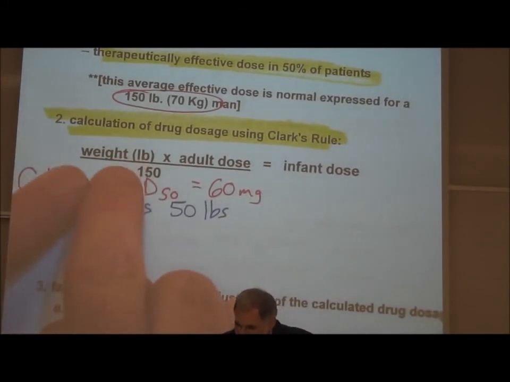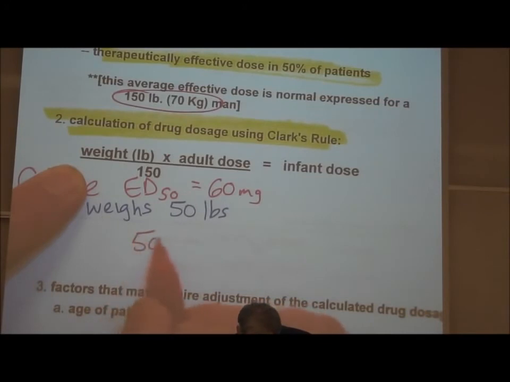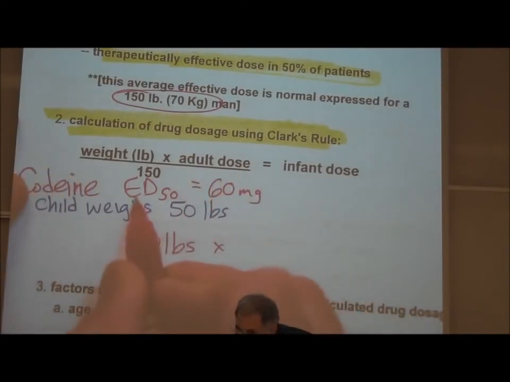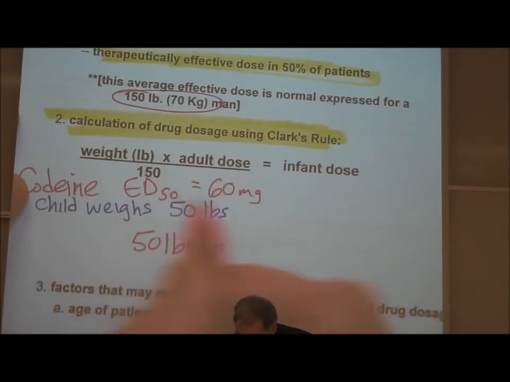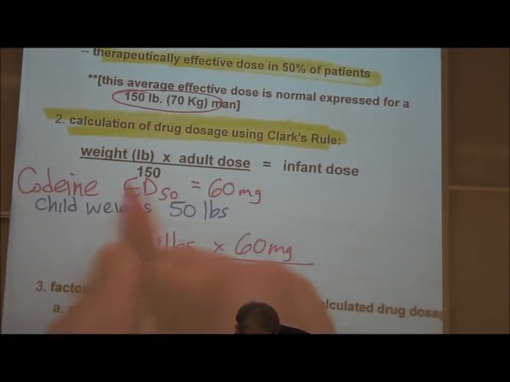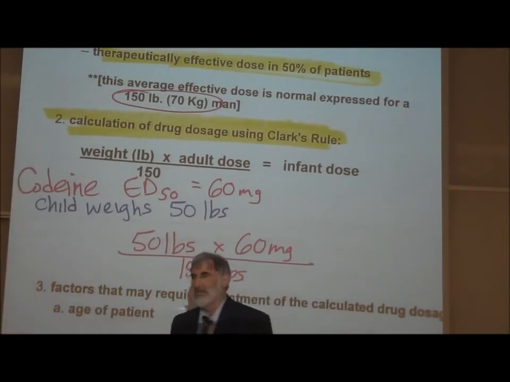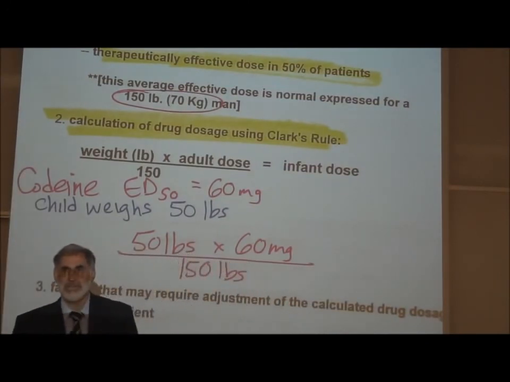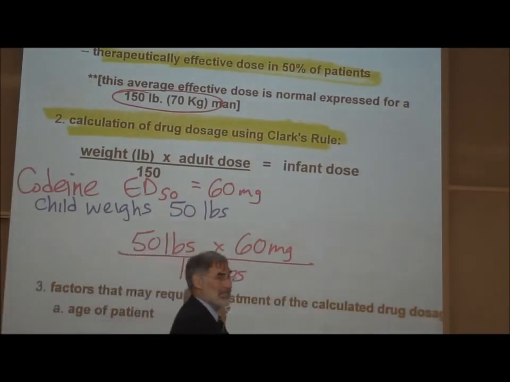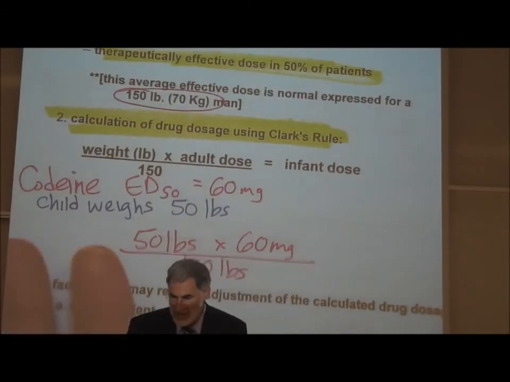We take their weight, which in this case is 50 pounds. We multiply it times the adult dose. What's the adult dose? 60 milligrams. And we divide it by 150. Why 150? Because this normal adult weighs 150 pounds. That's why I say it was for an adult guy. That's the way this was originally set up.